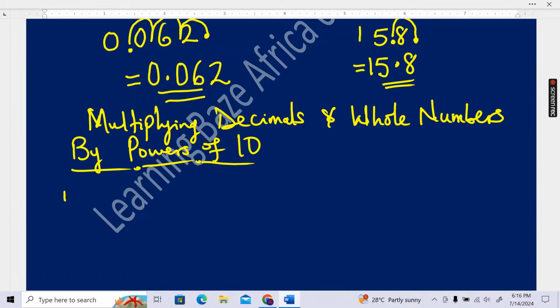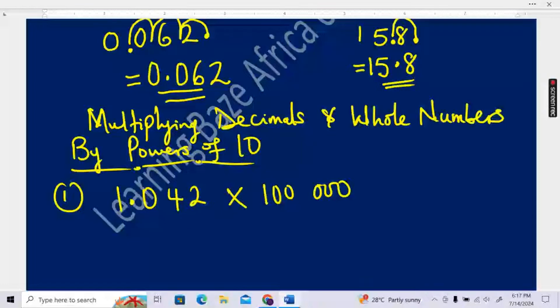Okay, so now let's look at the first example. Don't forget our song. When dividing, count to the left. Multiplying, move to the right. When dividing, move to the left. Multiplying, move to the right. So it's time for us to multiply, so we'll be moving the decimal point to the right. Now let's look at the first one, 1 times 100,000. So I'll be rewriting my dividend.